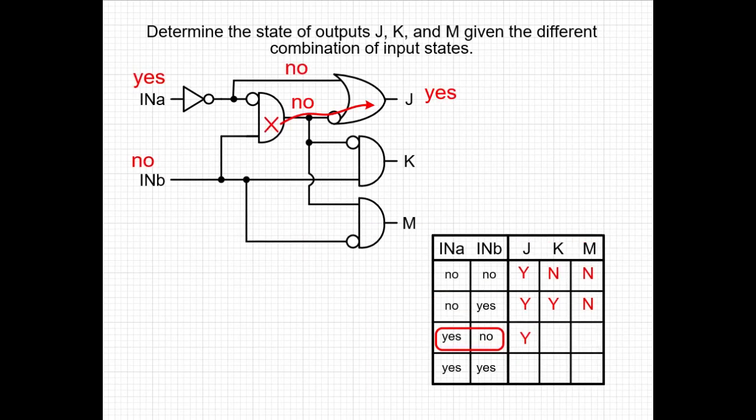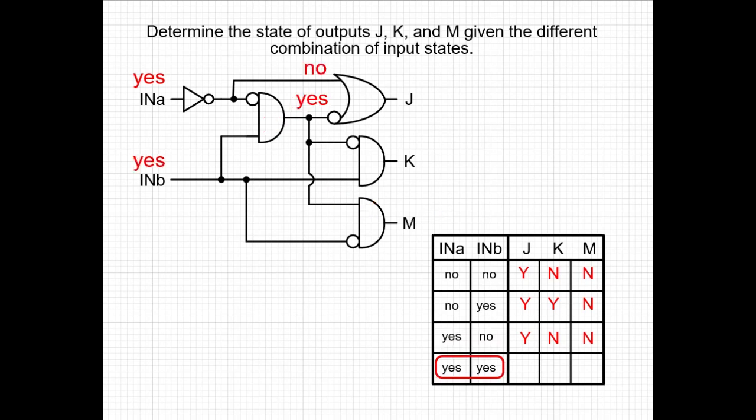The next combination, an inactive B input works its way to the J output. And although this is an active input for the K output AND gate, the other AND input is disabled, blocking the K output. Finally, the inactive middle gate disables the M output.